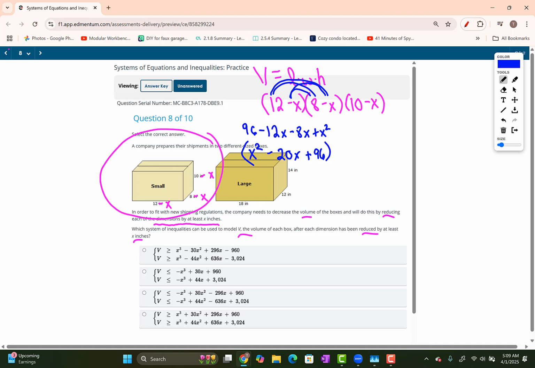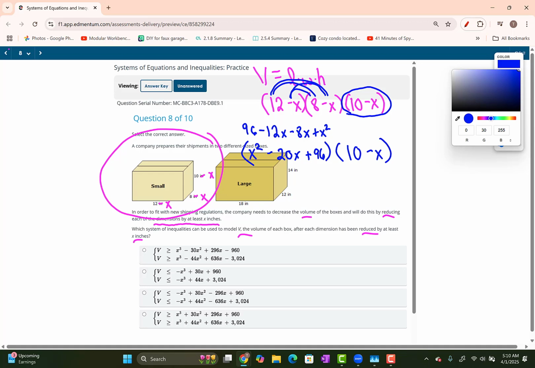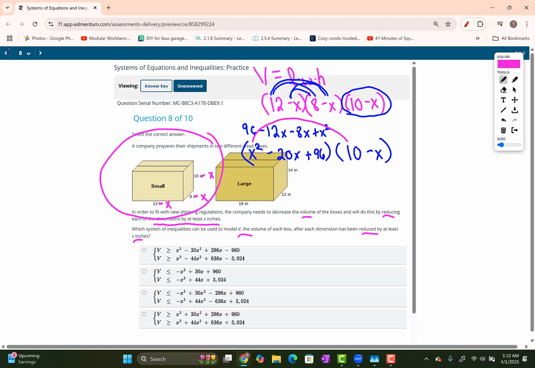So I'm going to now take that expression. I'm going to bring down the 10 minus x and multiply this trinomial times this binomial. Let's go back to magenta and distribute. X squared times 10, 10x squared. X squared times negative x, negative x to the third. Negative 20x times 10 would be negative 200x. I have to be careful here because there's a lot of basic arithmetic, but it's easy to make a mistake.